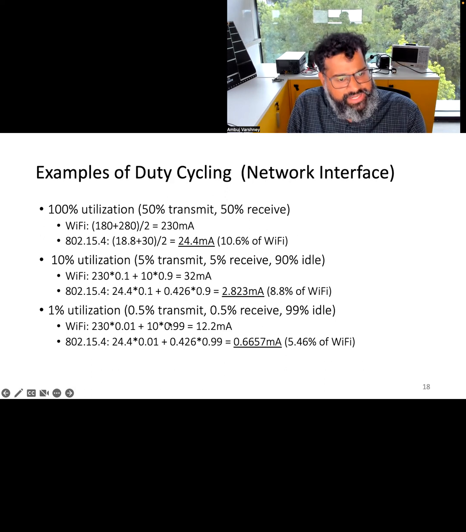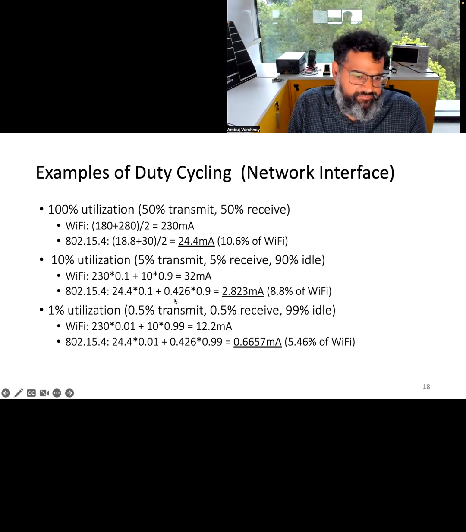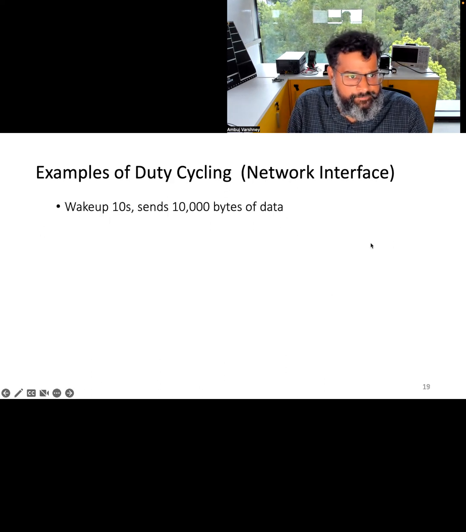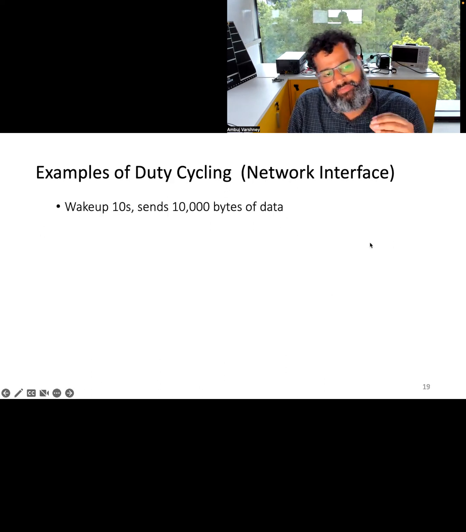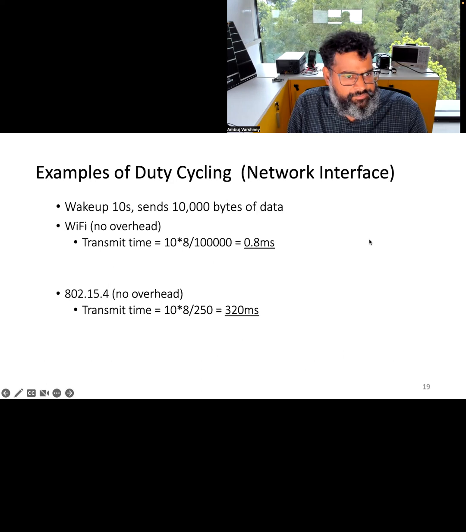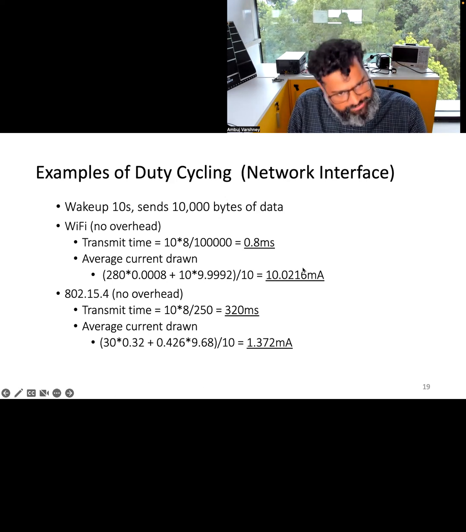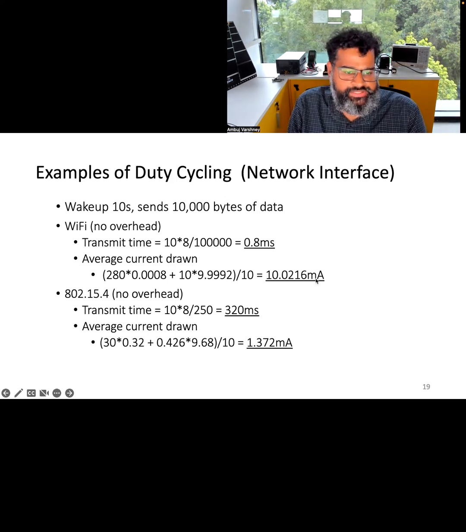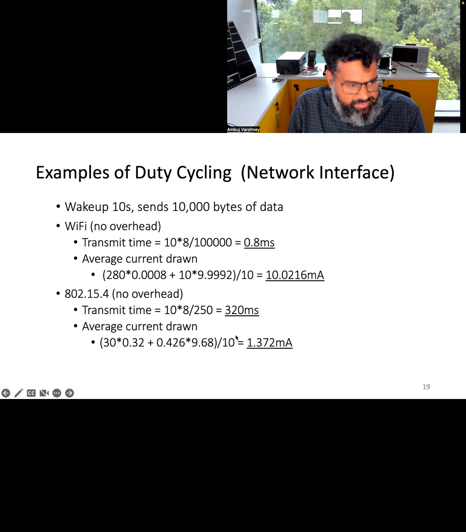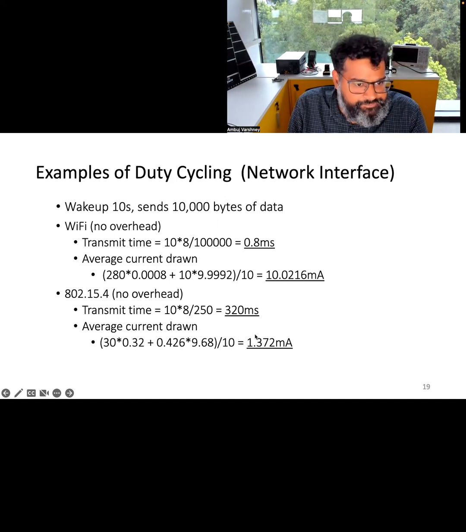And for 1% utilization, of course, proportionally, the average current would actually go down. So based on this, if let's say we wake up the radio every 10 seconds and send 10,000 bytes of data, how long would the typical battery last? We will find basically that the average current draw for this case would be about 10.0216 milliamperes for Wi-Fi. And the average current draw for Zigbee would be about 1.372 milliamperes.